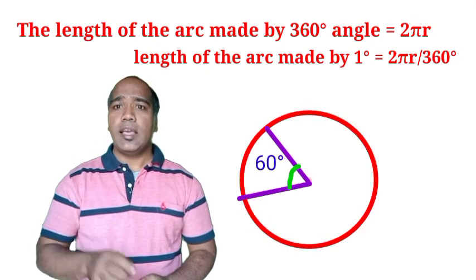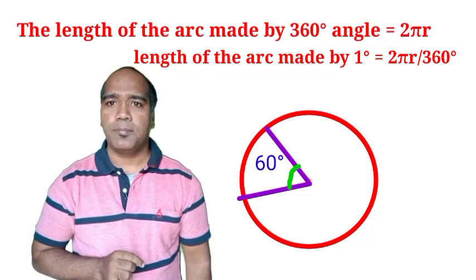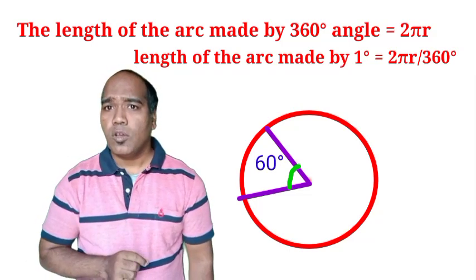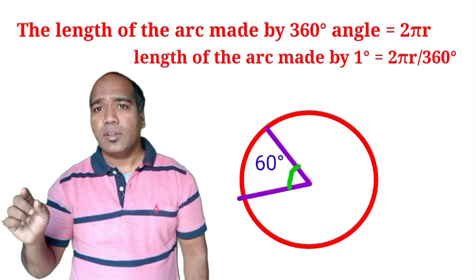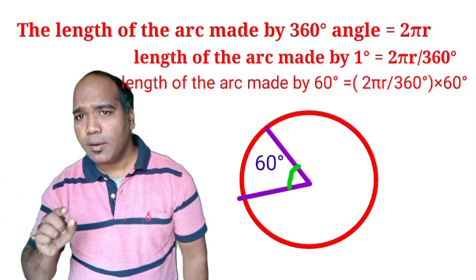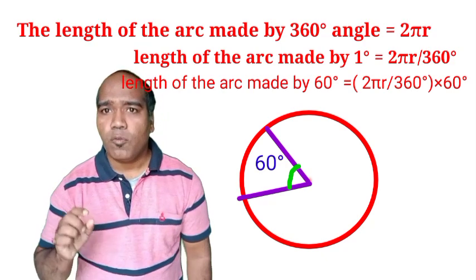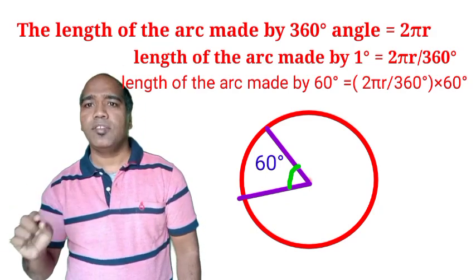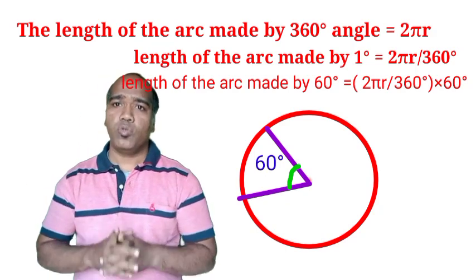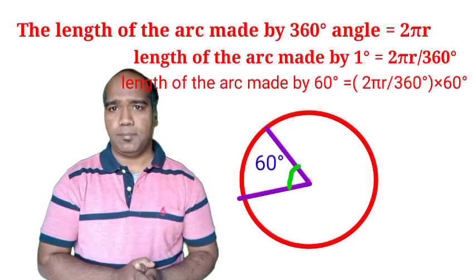In the same way, if it is making, suppose, 60 degrees at the center, then what will be the length? The 1 degree arc length is 2 pi r by 360. So a 60 degree angle will make how much? It will be 2 pi r by 360 into 60. So in place of 60 we can take any angle.